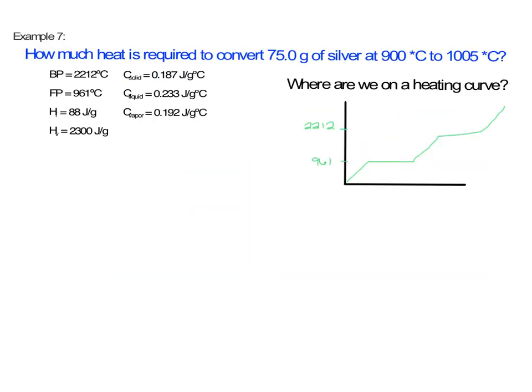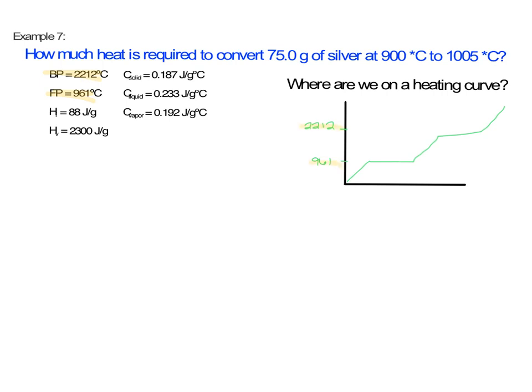The last example is finally not water. We're now dealing with silver. So we've got 75 grams of silver, and we're going from 900 to 1,005 degrees. So our heating curve looks a little bit different. The steps are the same, but the temperatures are different. We don't have 0 and 100 degrees because this is not water. All I did was I took the boiling point and the freezing points that were given to me, and then I put those in as my flat lines.